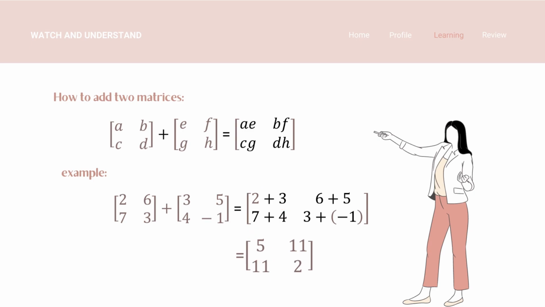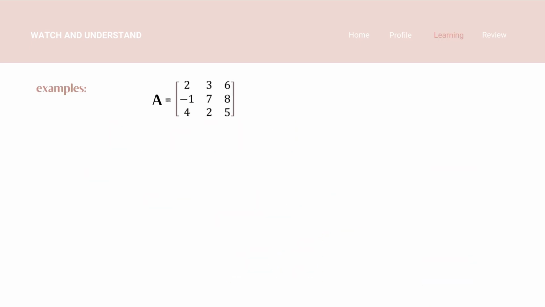Now, just solve it. 2 plus 3 in A sub 1, 1 is equal to 5. 6 plus 5 in A sub 1, 2 is equal to 11. 7 plus 4 in A sub 2, 1 is equal to 11. Lastly, 3 plus -1 in A sub 2, 2 is equal to 2. This is the sum of those two matrices.